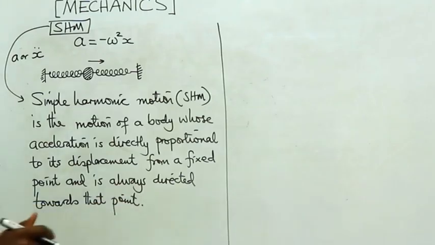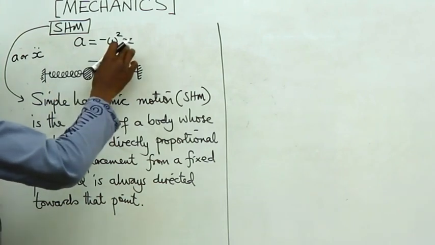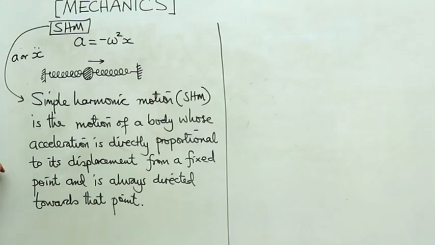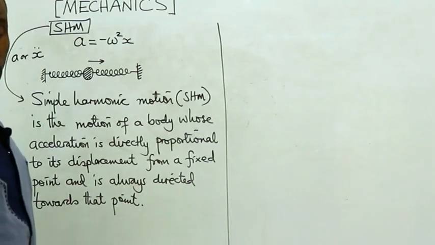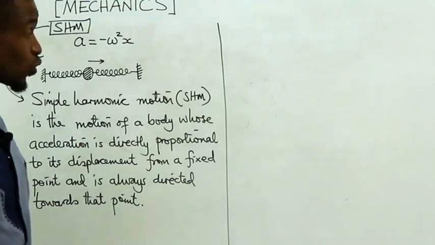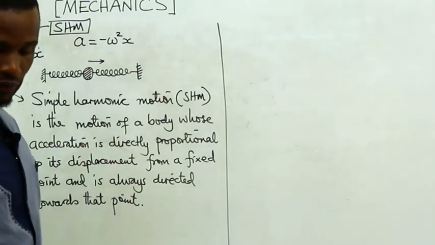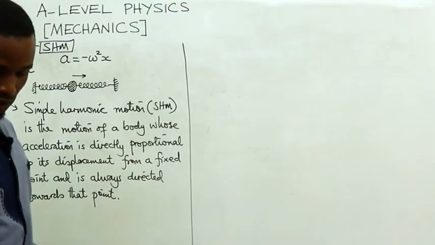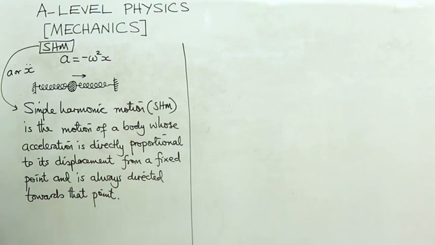Why is it a negative? Remember, acceleration and displacement, the two are vector quantities. So for them to be in opposite directions, it means that there has to be a negative to cater for the opposite directions. Okay. Now, what are the characteristics of simple harmonic motion?